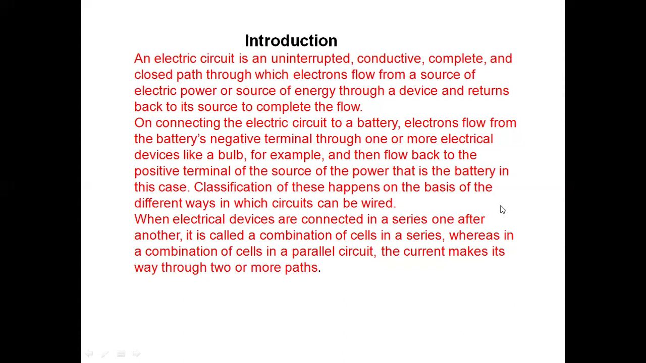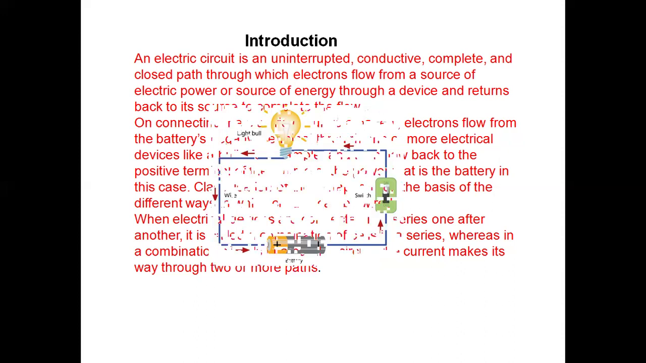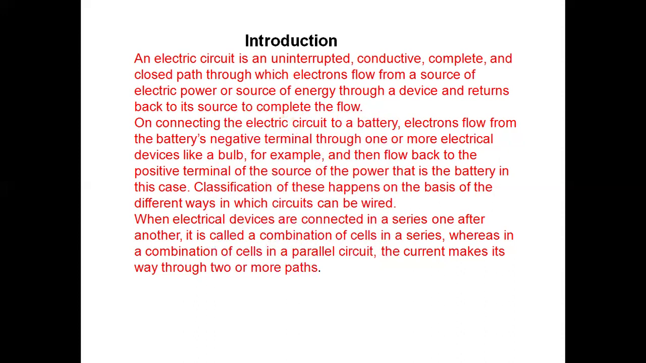Classification of these happens on the basis of the different ways in which a circuit can be wired. Here, when the switch is closed, the current flows, that is, electron flow is shown here, negative to positive terminal of the battery through the light bulb when the bulb is lighting up. So a circuit can be wired in different ways, that is in series or in parallel.